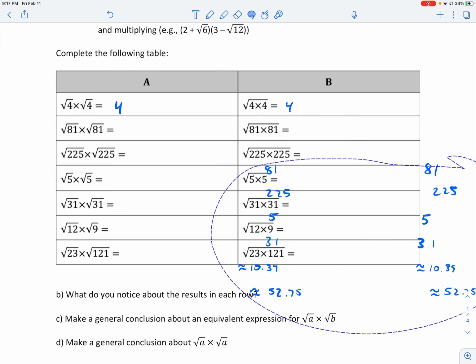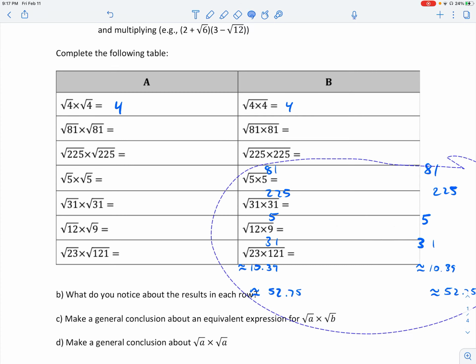Okay, there you have it. That is adding and subtracting radicals. Let's move on to multiplying radicals. To multiply radicals, we just need to multiply the coefficients together and then multiply the radicands together. That's it. And then simplify at the end if we need to.